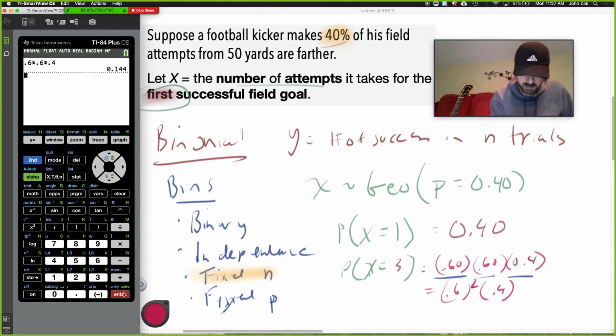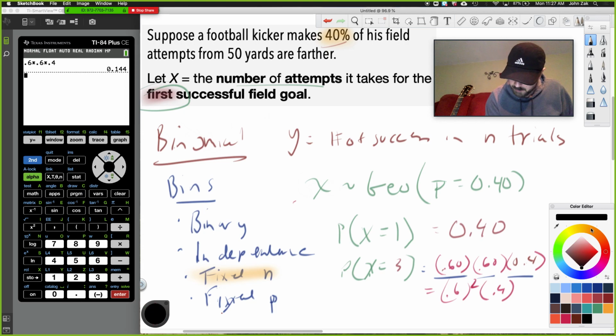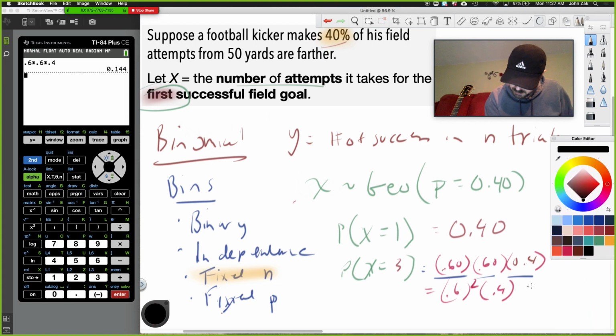So that's kind of nice, right? That's a fun fact to know. This is approximately 0.144, right? And in general, you could see that if I just change this to some other number of trials, say, what's the probability that the first time the field goal kicker made it was on the 10th trial? I could just change that to 10.